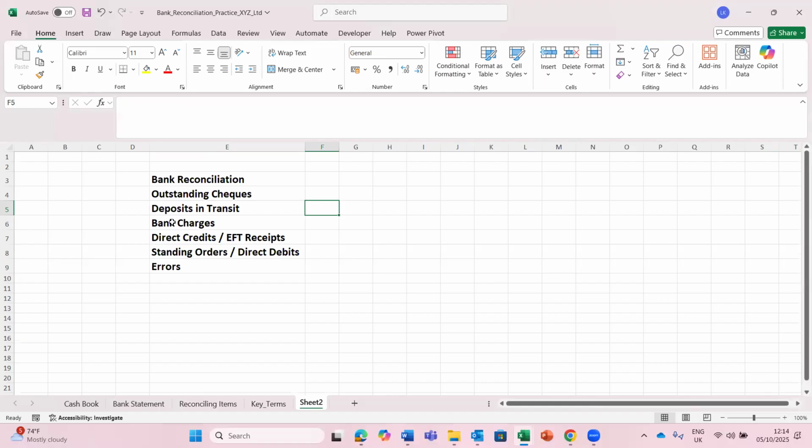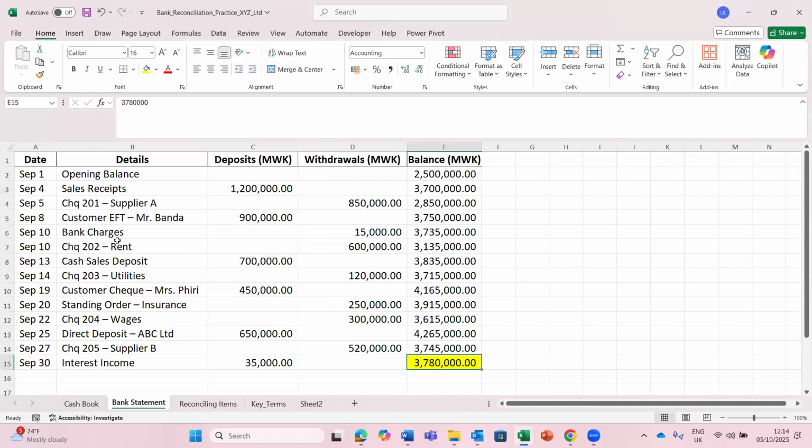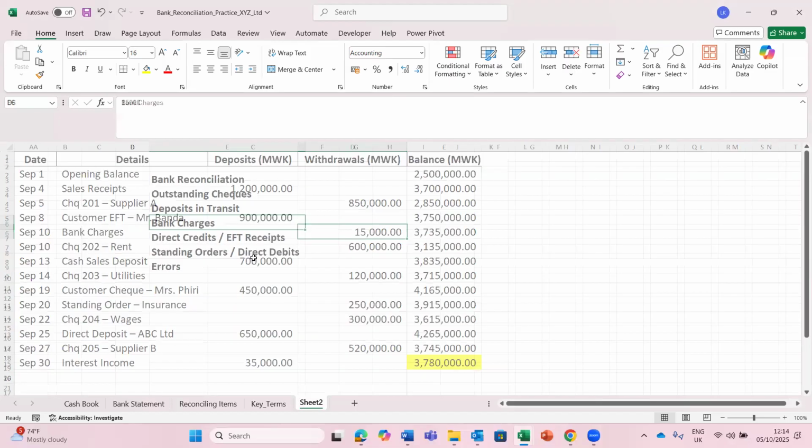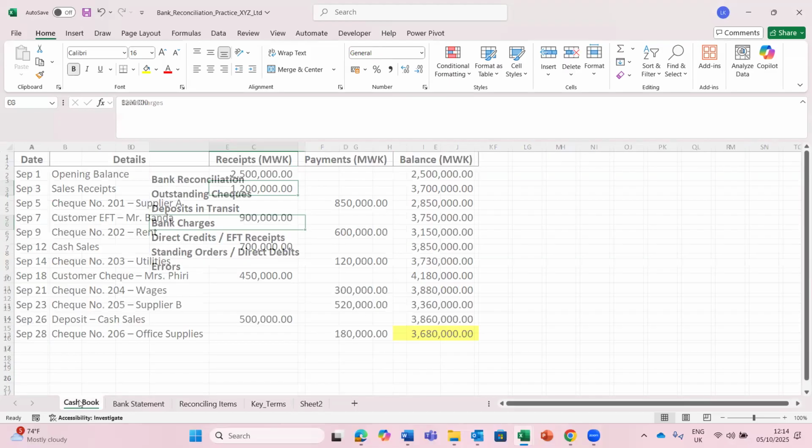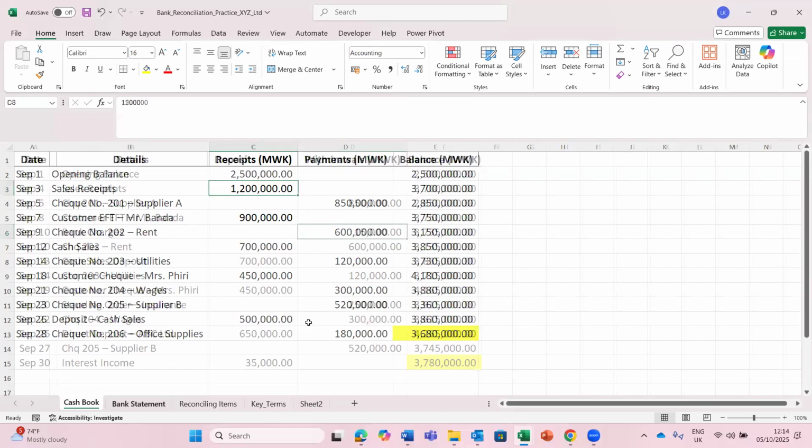And then we have bank charges. At the end of each month, the bank will charge you a certain fee as a reward for maintaining your account. So we have bank charges, right? That's also one of the reasons these two balances will not agree.